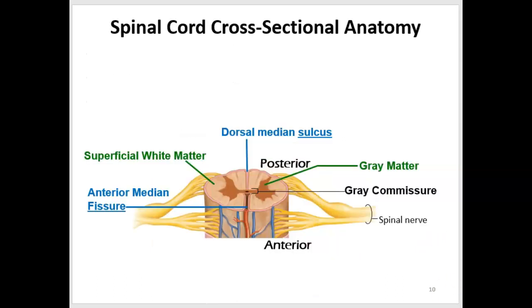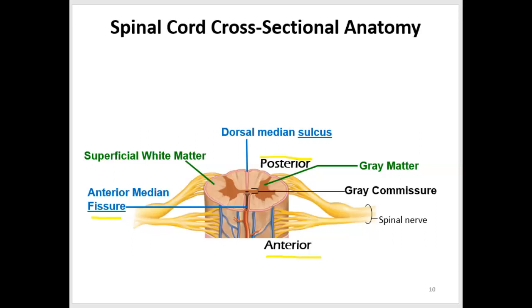Now we're going to look at more detailed cross-sectional anatomy of the spinal cord. And we're just going to use this diagram because I think it's the easiest. The first thing I want you to notice is you can tell the difference between the anterior and the posterior cord based on a location of a fissure.